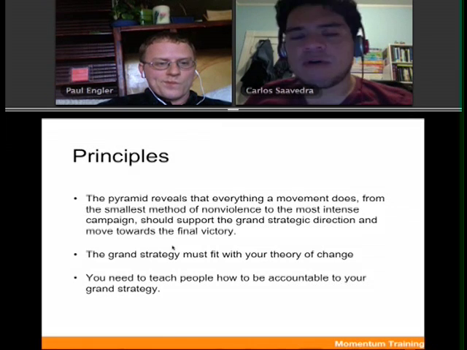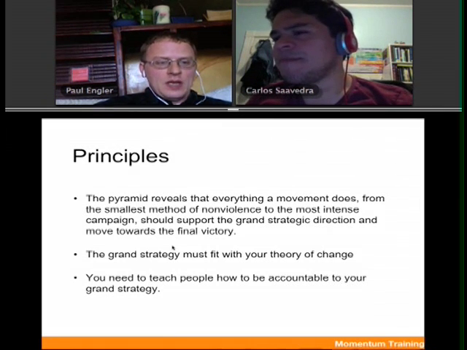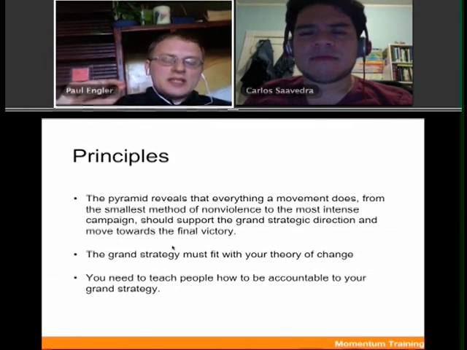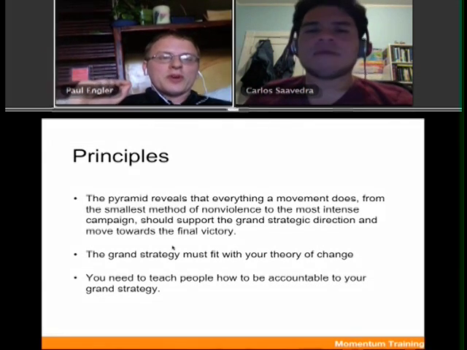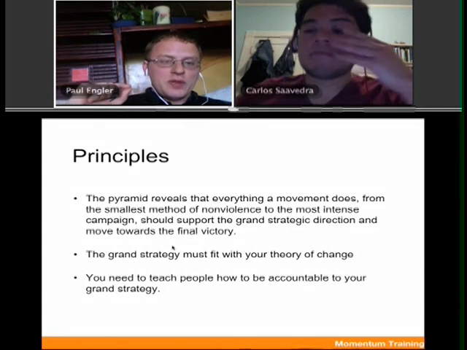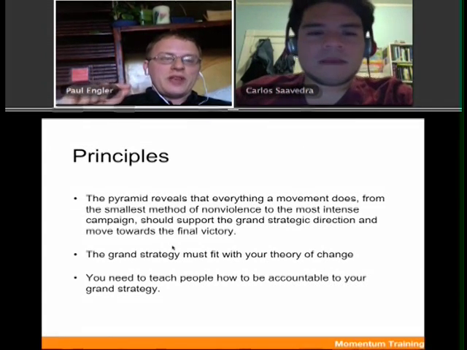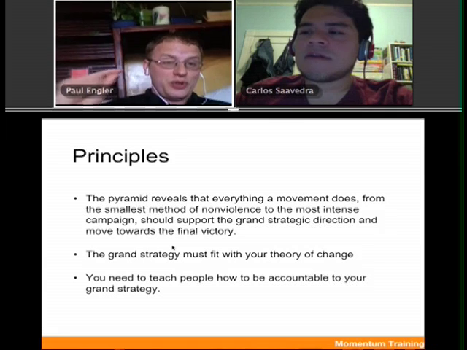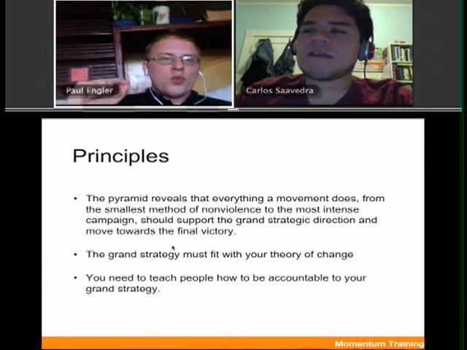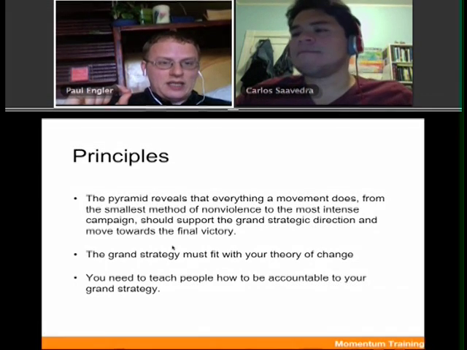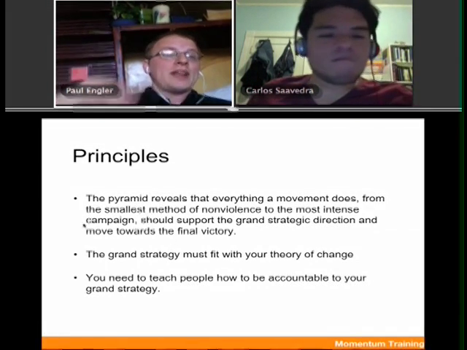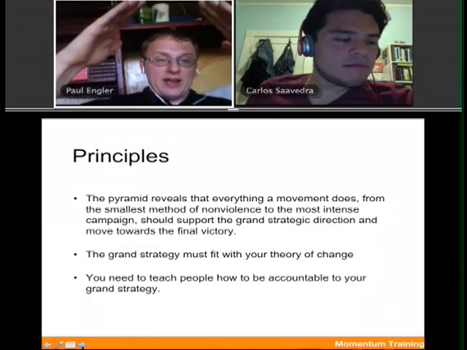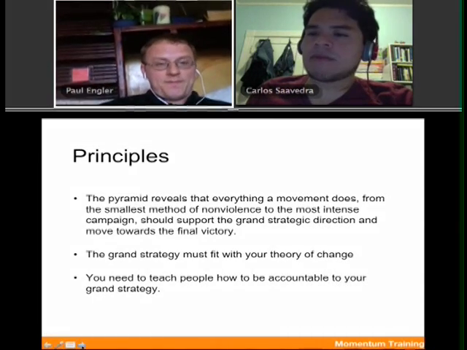So let's just review the principles of grand strategy before we move into nonviolent discipline. The pyramid reveals that everything in the movement does, from the smallest method of nonviolent action to the most intense campaign, should support the grand strategic direction and movement toward the final victory. The grand strategy must fit your theory of change, and you need to really teach people how to think strategically and how to be accountable to your grand strategy and how to do that collectively. We talk about that within the plan format, which we're going to go into later, but the plan format is basically teaching people how to plan and strategize and develop actions that are unified around a common vision, around a common grand strategy.